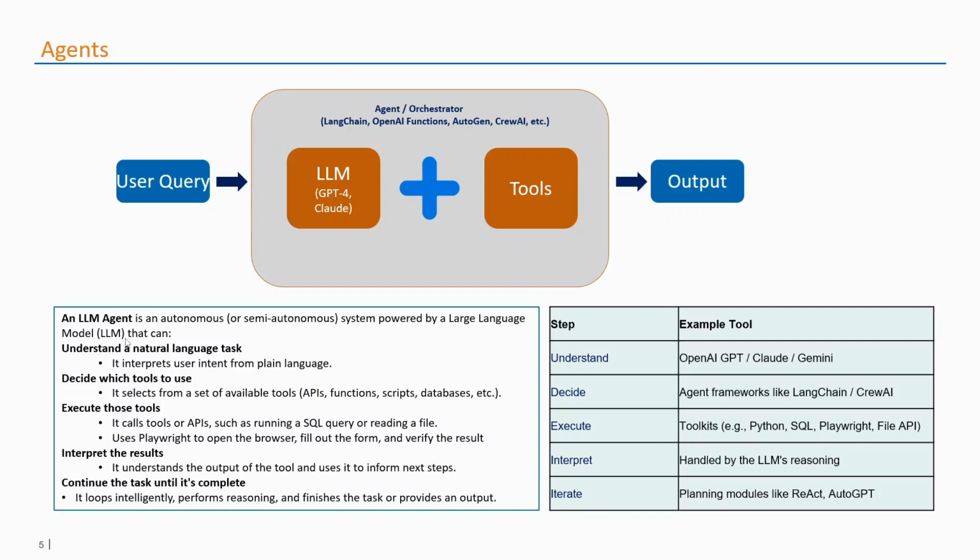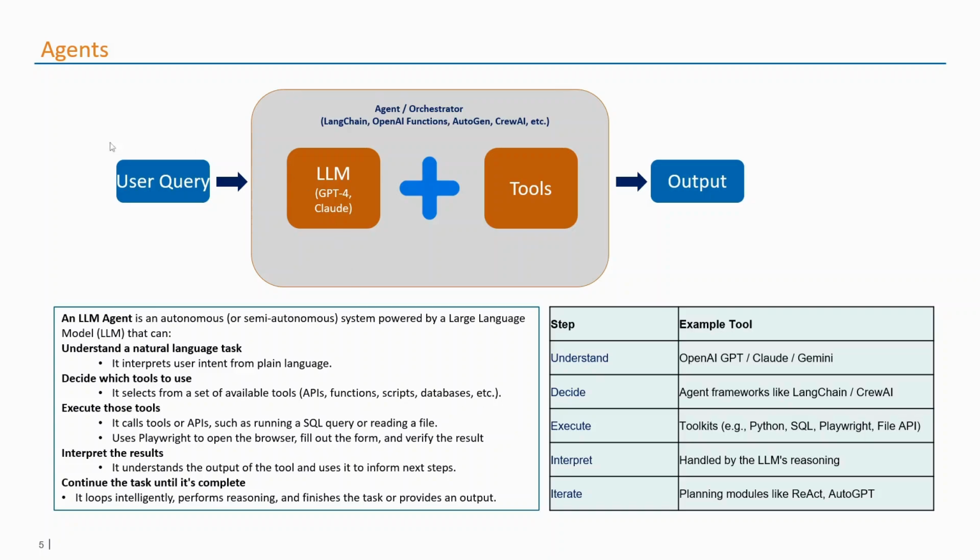So what can agents do? An agent can understand a natural language task. Basically, whatever query is provided by the user, this is called a prompt, it interprets the user intent from the plain language. It then decides which tool to use. It selects from a set of available tools like APIs, functions, scripts, databases, etc.